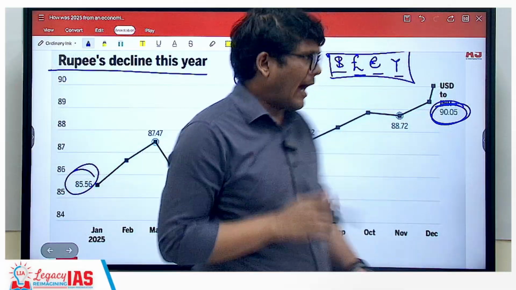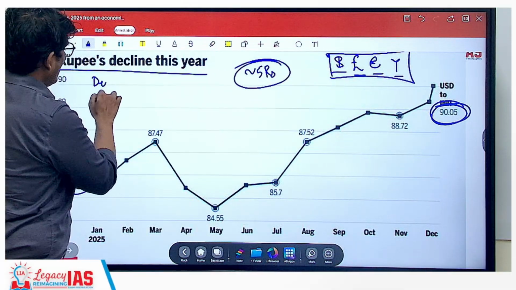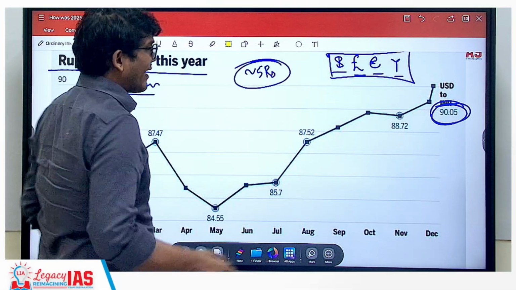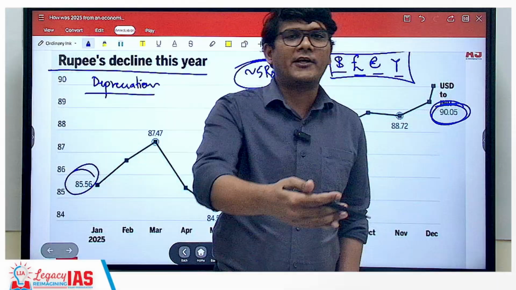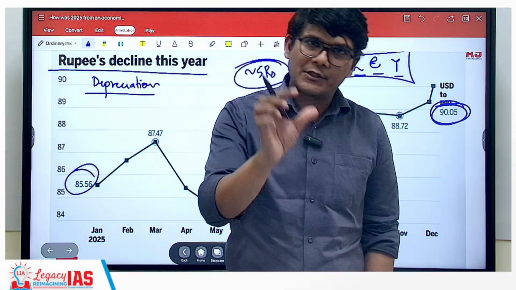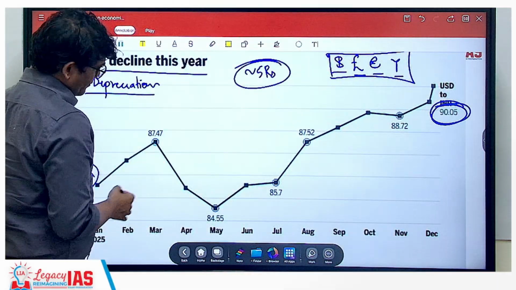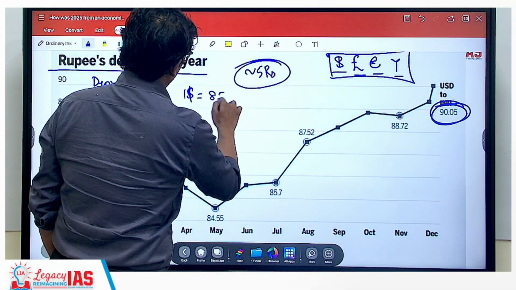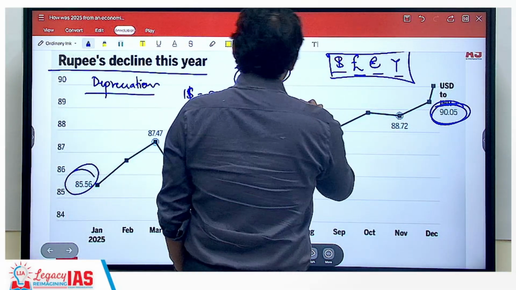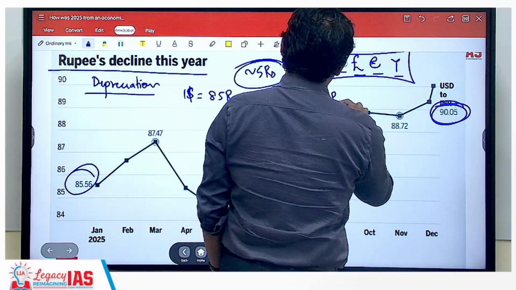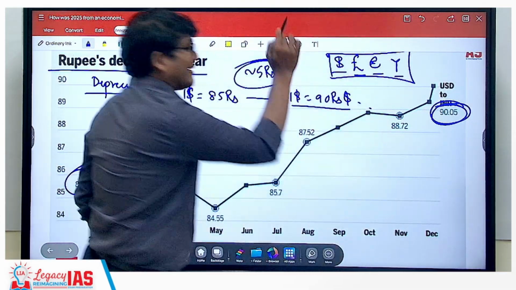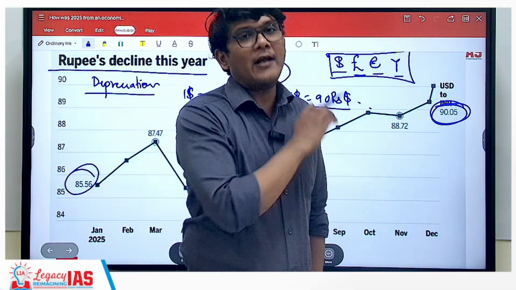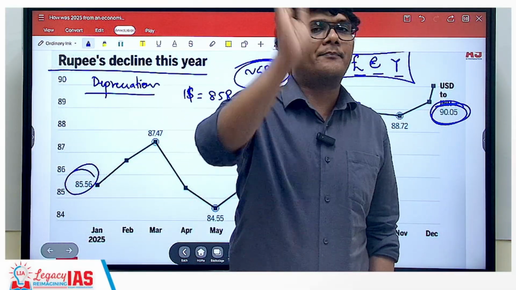depreciated. Now, what is depreciation? See, there is a concept of exchange rate. What is an exchange rate? The rate at which one currency can be exchanged for another currency. Right? This is an exchange rate. So let's say dollar and rupees, $1 was 85 rupees. Now when this $1 becomes 90 rupees, then we can say that the value of the rupee has declined. Correct? The value of the rupee has declined. So this declining value of the rupee against the dollar is nothing but depreciation.